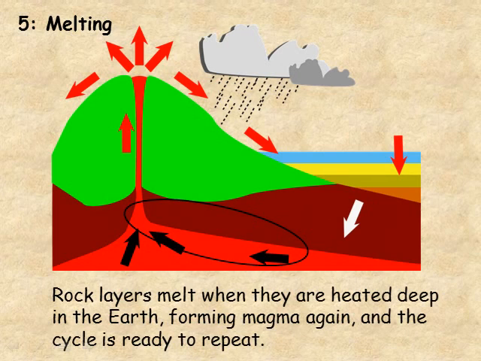As the layers of rock are pressed deeper into the earth by the layers of rock above them, they can become heated sufficiently by the molten rock in the mantle so that they melt, forming magma ready to start the rock cycle again.